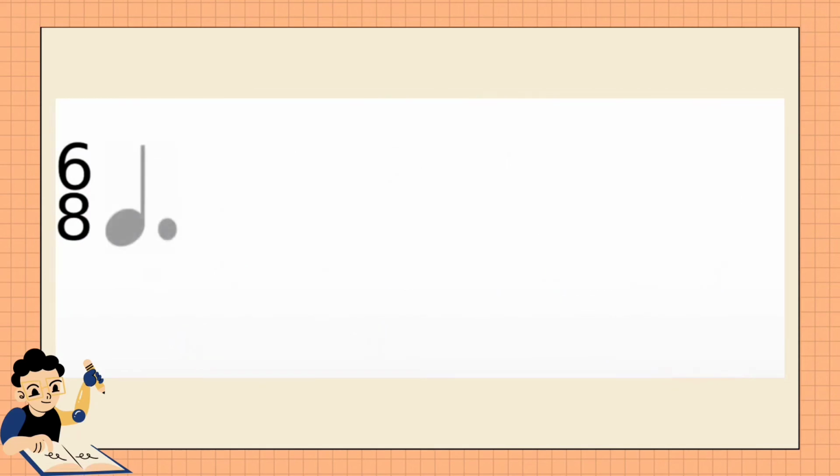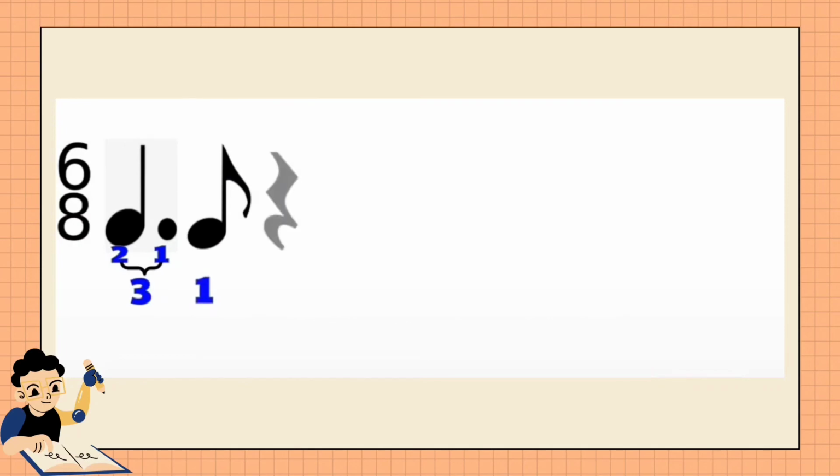Let's try another one. For the first measure, let us have a dotted quarter note. Remember, the value of the dot is half of the value of the note or rest. Before, a quarter note has 2 beats. The half of 2 is 1. 2 plus 1 is equal to 3. We need 3 more beats to have a total of 6 beats. Let's add an 8th note and a quarter rest.